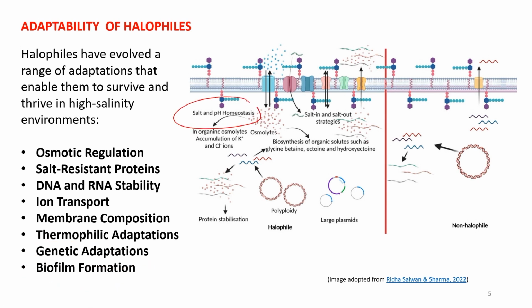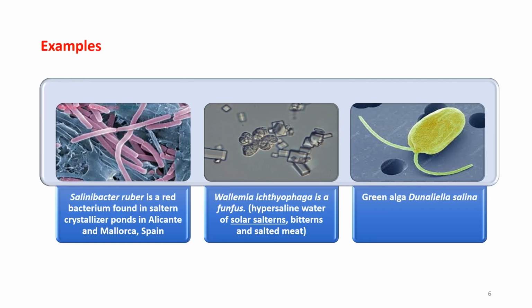Salt and pH homeostasis are very important, which leads to protein stabilization. One thing that is observed is that they have large halophiles and they also engage in polyploidy. Salt-in and salt-out strategies are one of the important key factors which help in adaptability. And then the presence of osmolytes and biosynthesis of organic solutes such as glycine betaine, ectoine, etc. helps in this kind of adaptability.